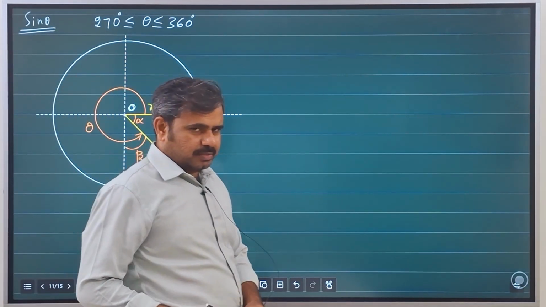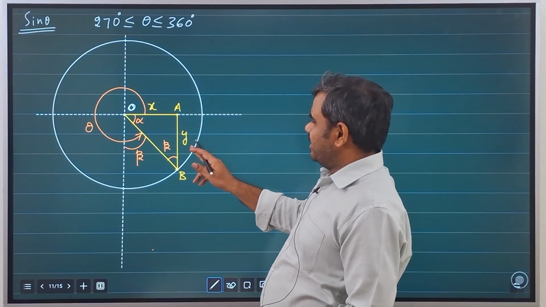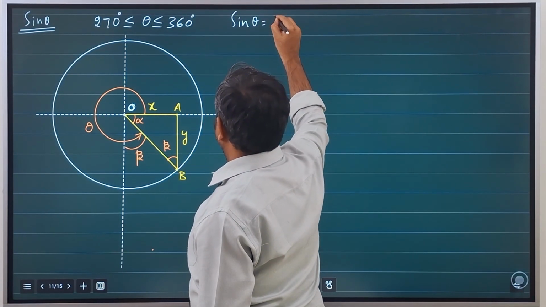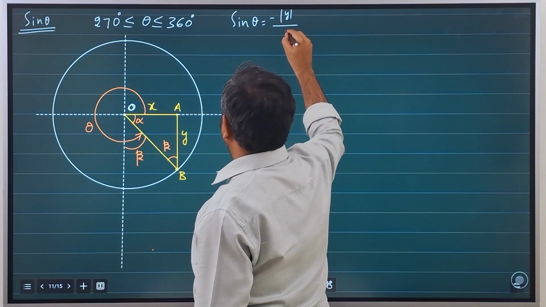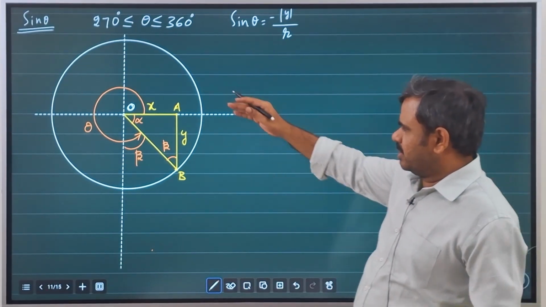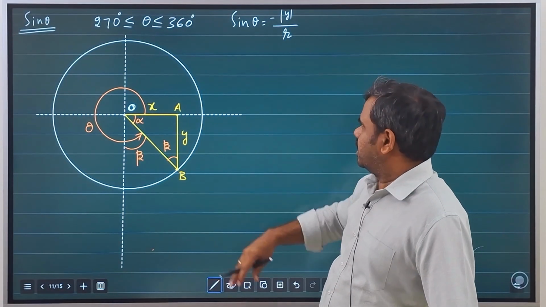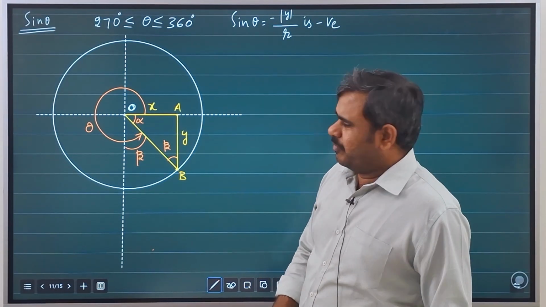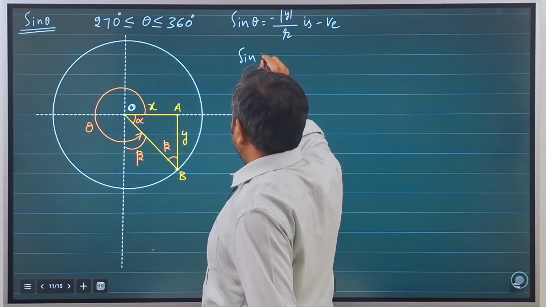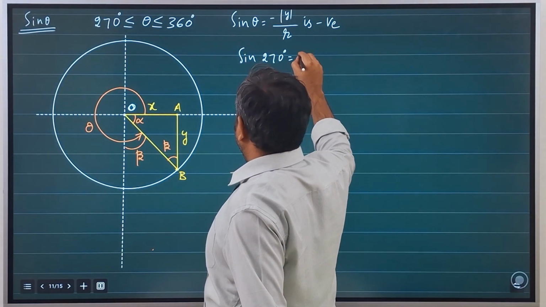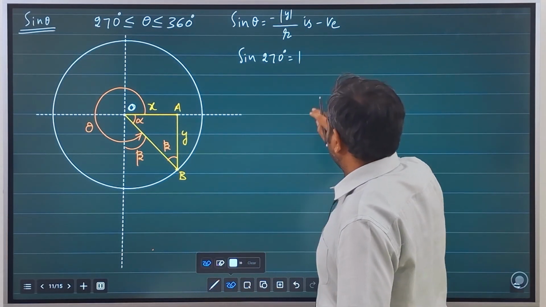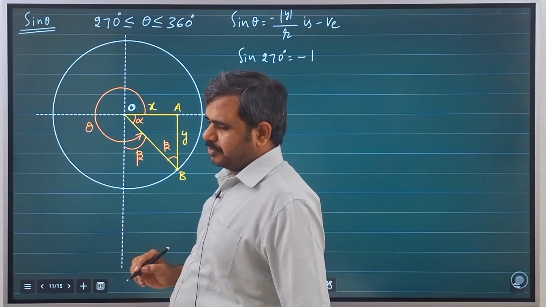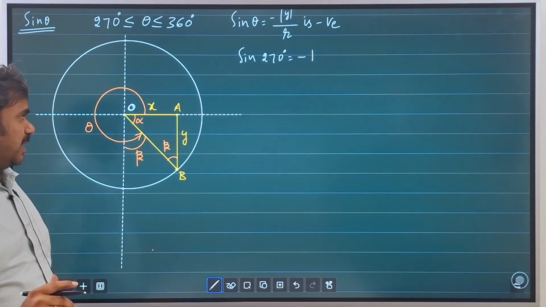Now, in the fourth quadrant, y is negative. So you will get sine theta is equal to minus y by r. Y is negative because it's on the negative side of y-axis, below x-axis. So sine theta is negative. We know sine 270 degrees. In the previous case, we found that sine 270 degrees is equal to minus 1.